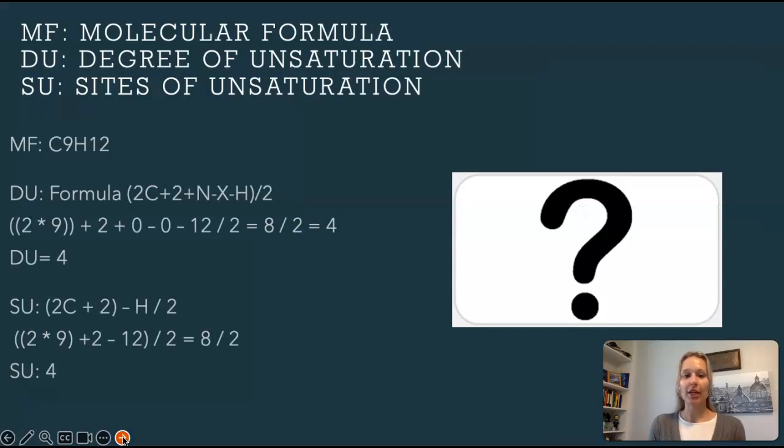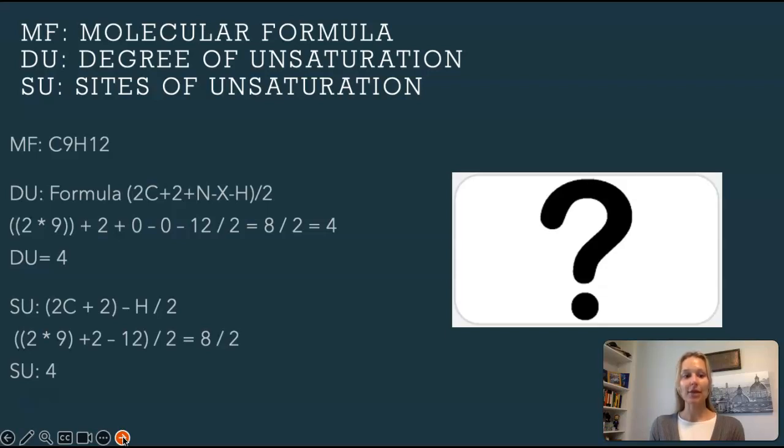So here again we see our molecular formula, which is 9 carbons and 12 hydrogens. In this slide I have calculated the degrees of unsaturation as well as the sites of unsaturation. Degrees of unsaturation is a method that can be used to help solve an unknown molecule. Degrees of unsaturation indicate the total number of pi bonds and the rings within a molecule, which can make it easier to then figure out the molecular structure of an unknown compound.